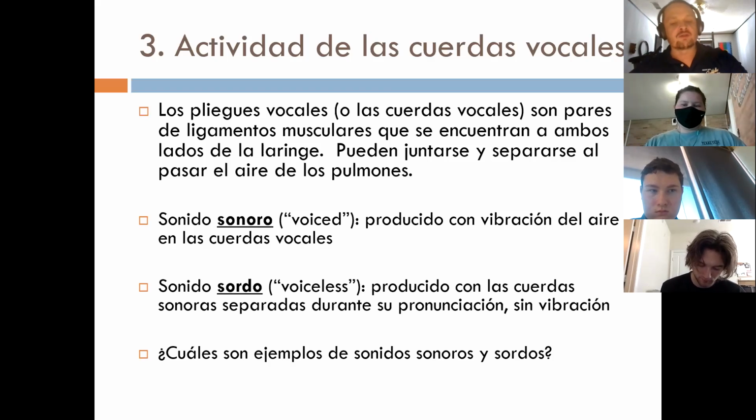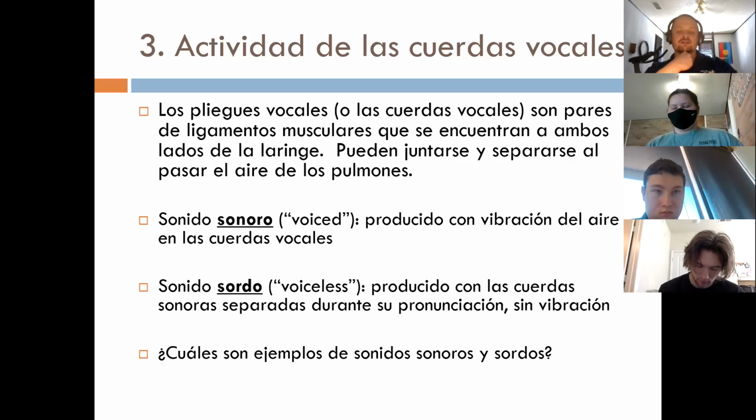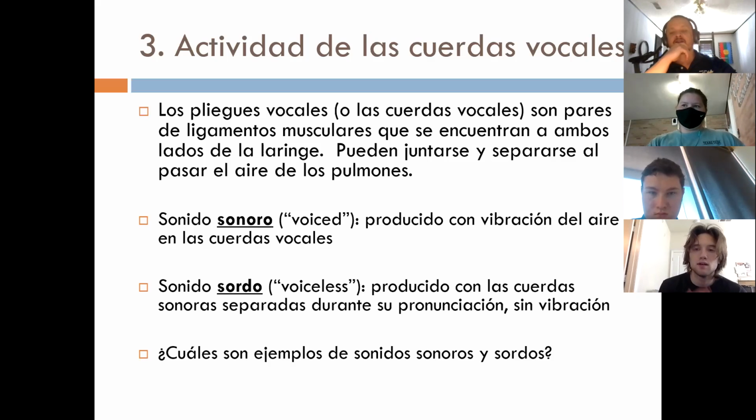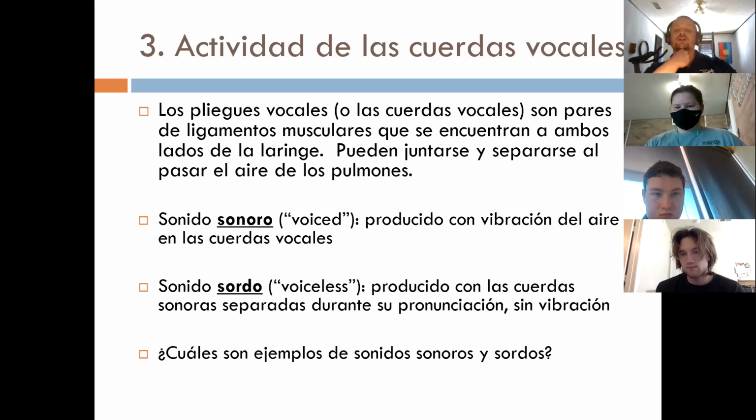A ver, ¿cuáles son algunos ejemplos de sonidos sonoros y sordos? Pueden pensar. Primero, sonidos sonoros. And this is easy. You just say it with your vocal cords. So, rrr, las vibrantes son sonoras. ¿Qué tal? T, t, t. ¿Sorda o sonora? Sordo, exacto. ¿Qué tal? D, d, d. Sonoro, exacto. ¿Qué tal? Ch, ch, ch.